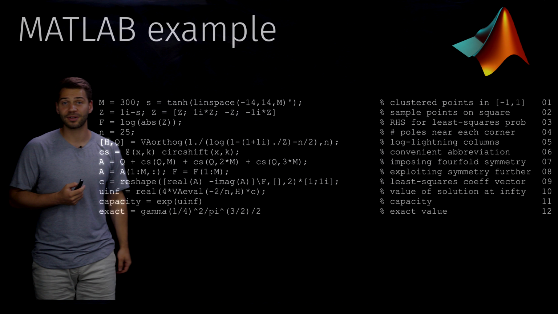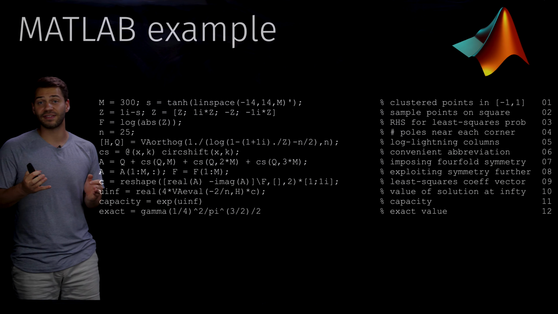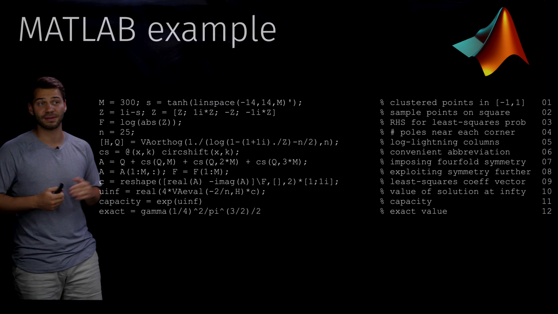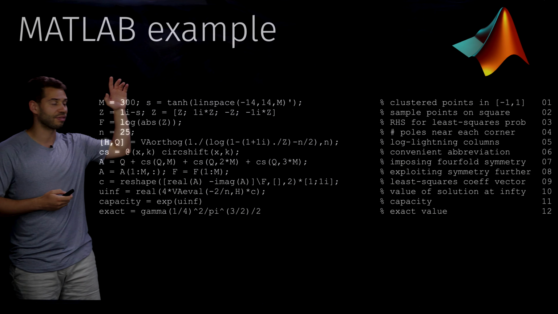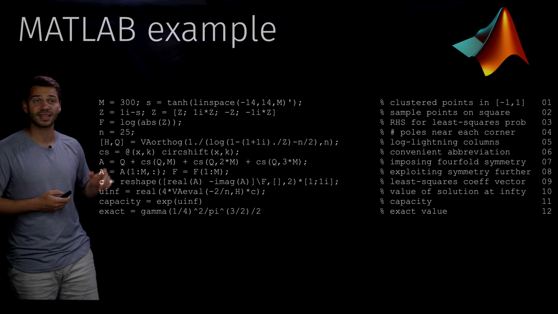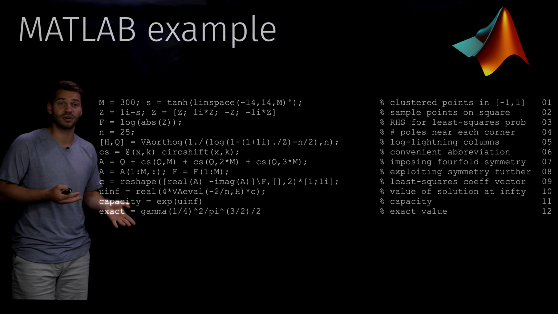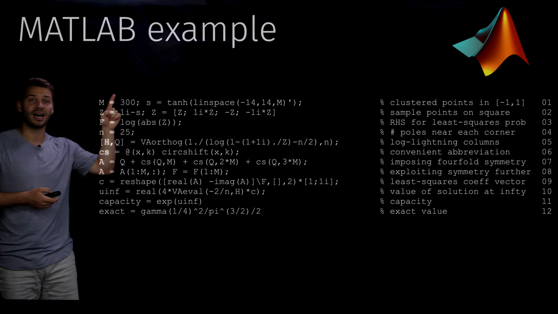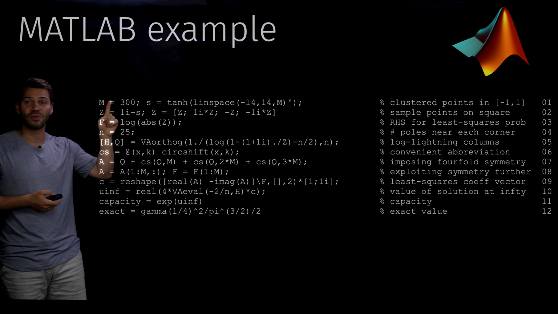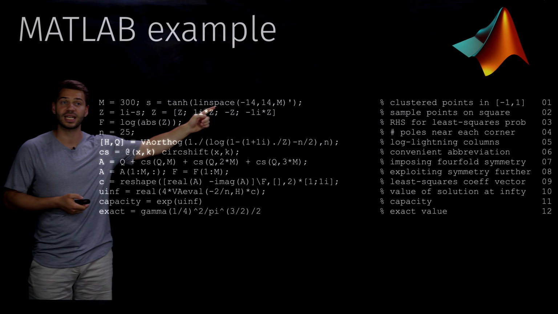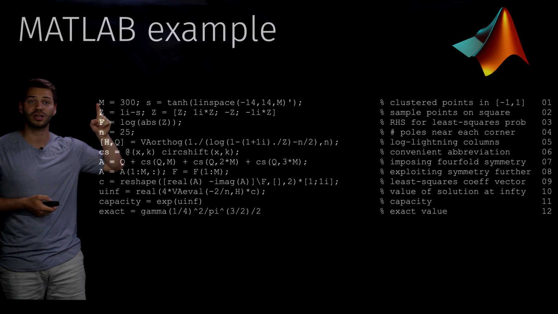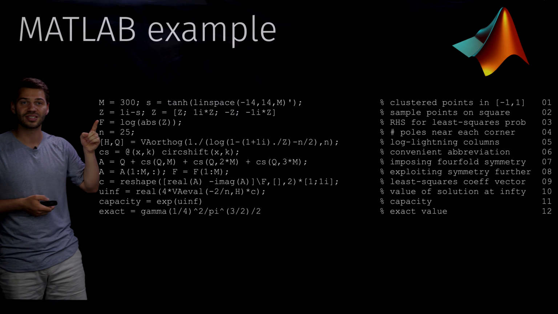So here's the MATLAB code for that example. You can also find this in the paper, and you can copy and paste it and run it yourself. I'll just run through quickly what each of the lines do. So you can see it's only 12 lines, so very simple. On this first line, we are setting up the boundary points. So these are the exponentially clustered points between minus 1 and 1. Here we're defining the boundary of the square. Here we define the boundary data.